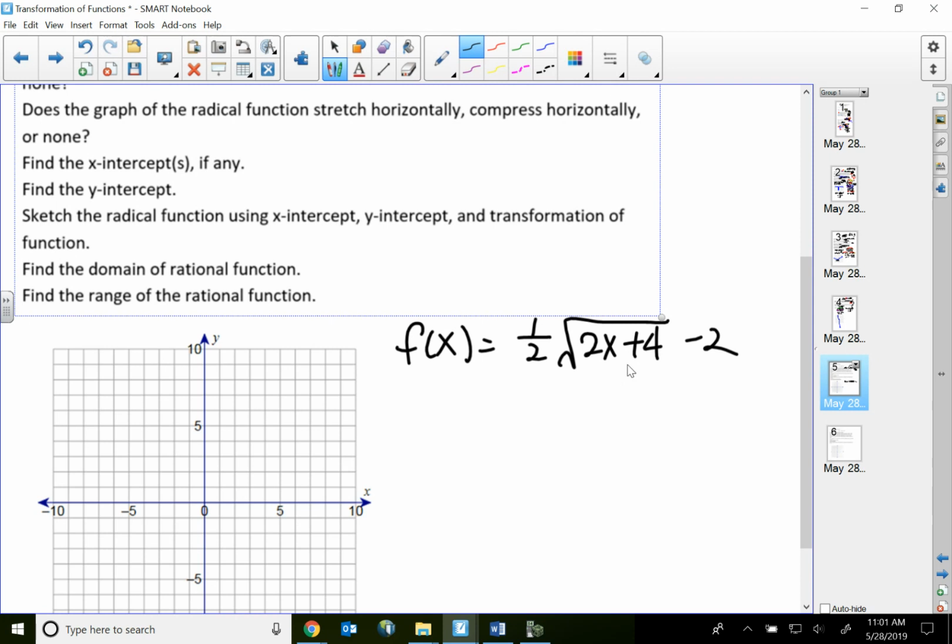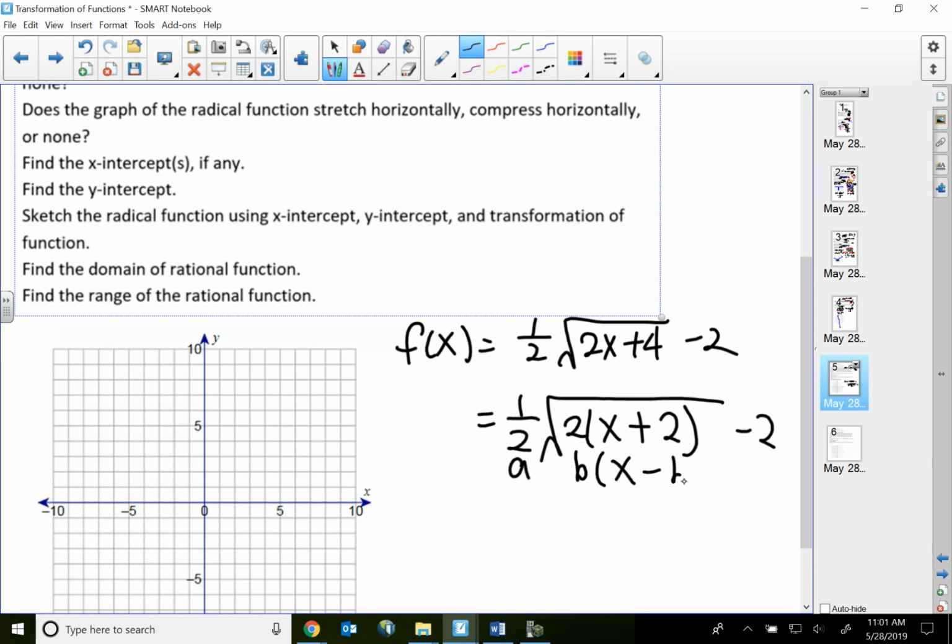Inside my square root, x minus h. Not quite saying x minus h right now, so I'm going to factor out a 2. So that gives me x plus 2, okay, minus 2. So when I'm thinking about the form, all right, this is your a. That's always in front of the function. B is inside the function, in front of my x, and then x minus h plus k. There you go. Write it like that.